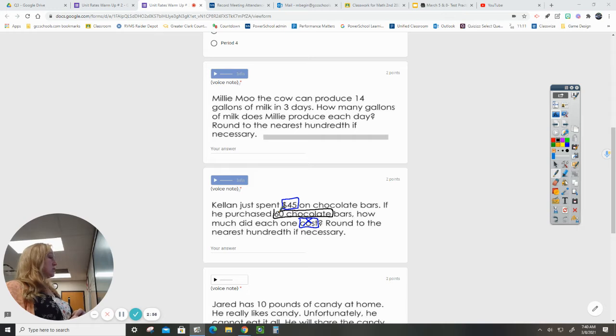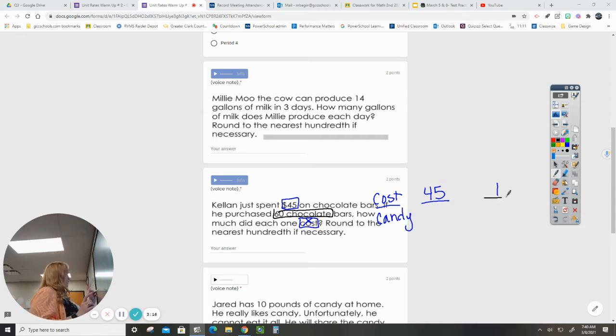So we know that with his $45, he got 60. We do not know the cost of 1 candy bar. But we do know that he got 60 candy bars with 45. So we're going to cross multiply. 45x equals 60. Divide by 45, divide by 45.